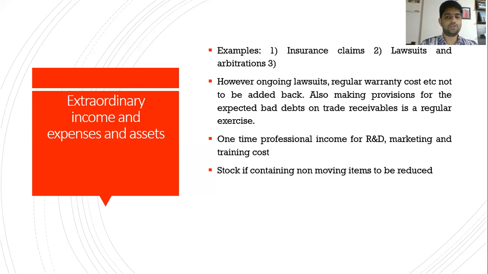Similarly, one-time professional expenses for R&D, marketing, training costs can be added back or reduced. Suppose you are having one R&D activity, then we have some expenses; those expenses we should add back. And stock is one of the assets that is there in the P&L, and that impacts EBITDA. If there is a non-moving item, we should adjust that, because non-moving assets cannot be sold. So we should adjust the stock value.